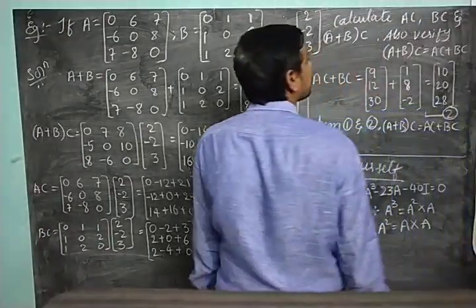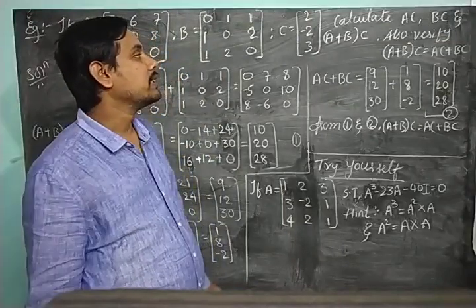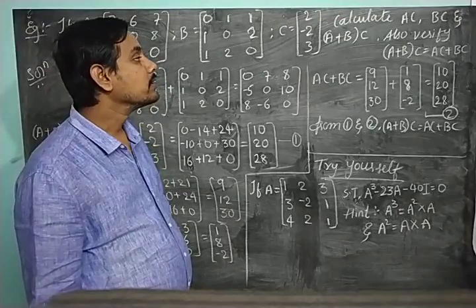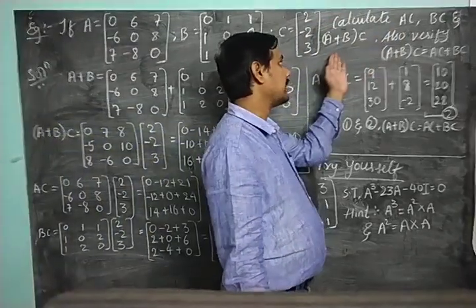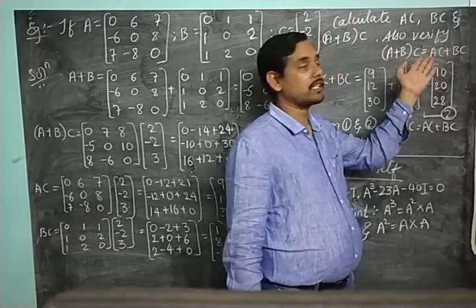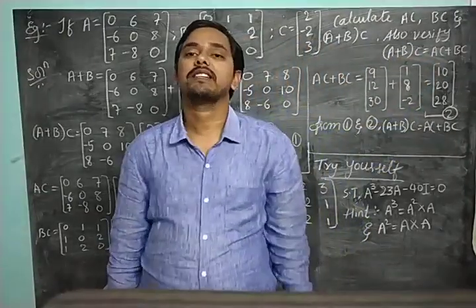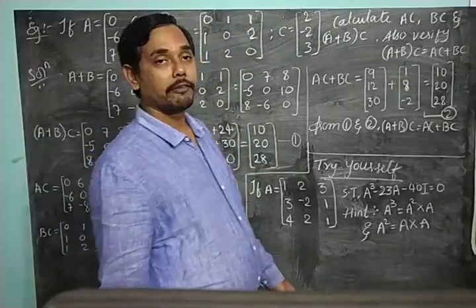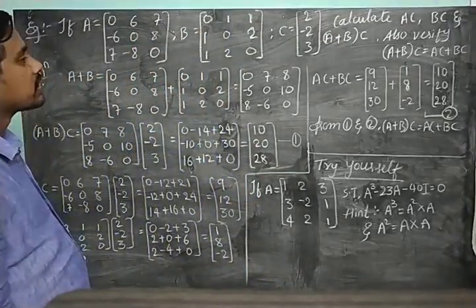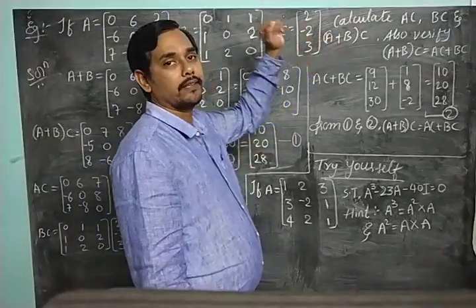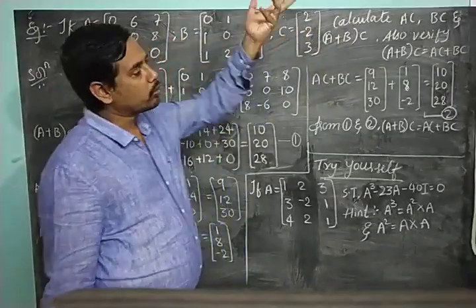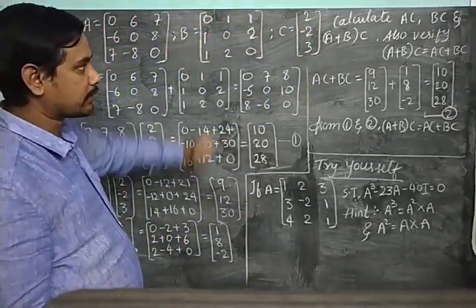So what we need to do here, we need to calculate AC, BC and also we need to verify (A plus B) into C. We need to calculate AC, BC, (A plus B) into C, and verify that (A plus B) into C is equal to AC plus BC. This is the distributive law. Here we need to verify distributive law with this example. Okay, fine. So first let us take this (A plus B) into C. As this forms the LHS, let us take this first. You can do either way, no problem, but let us take that one first.